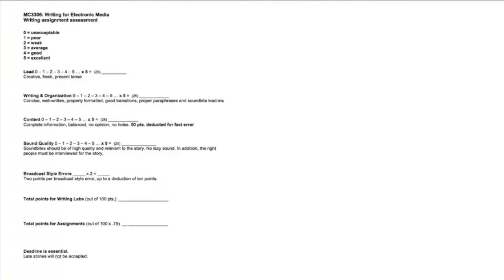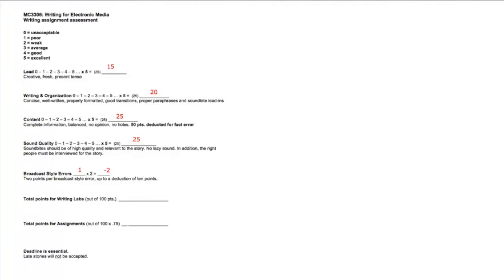So remember, we have 2 different types of assignments in this class. We have the lab assignments, which we did last week. Those are the quick little write-in-class assignments. You've got a short deadline, and those do not include a web story, so the assignment stands on its own. So let's look at one of those first.